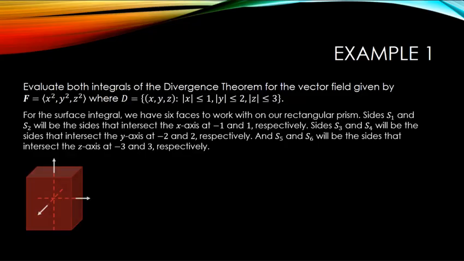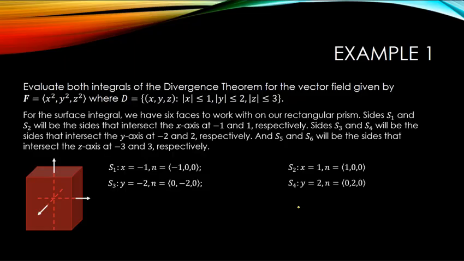I can sketch my region, which gives me the rectangular prism centered on the origin, where S sub 1 is where x is equal to -1, and my normal vector here has the vector components -1, 0, 0. S sub 2 is where x is equal to 1, and my normal vector has components 1, 0, 0. S sub 3 is where y is equal to -2, and my normal vector is the vector with components 0, -2, 0. S sub 4 is where y is equal to +2, and my normal vector has components 0, 2, 0.